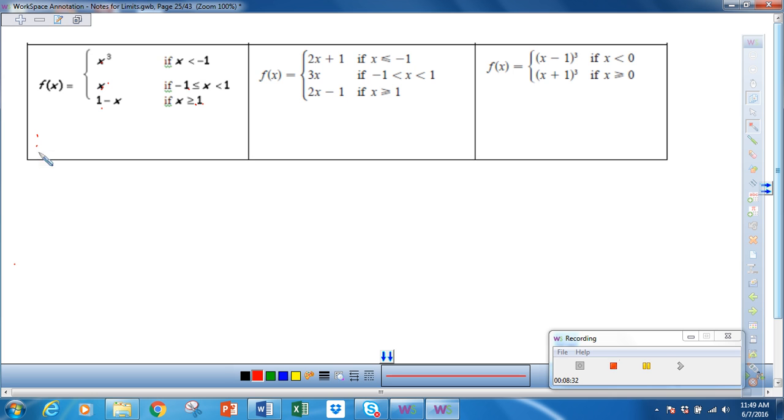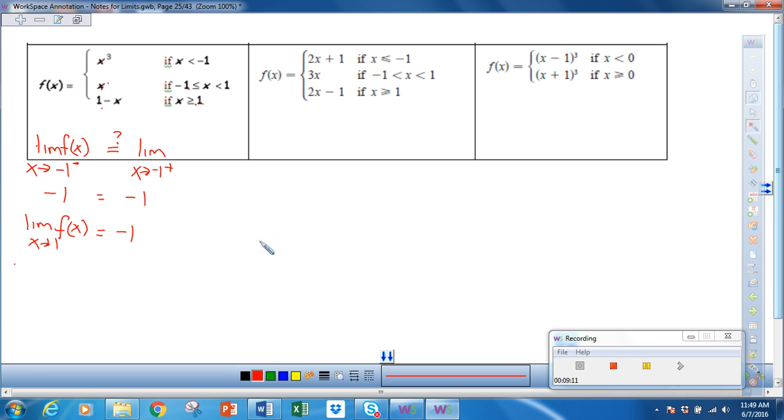So I have to find the limit of f of x as x approaches -1 from the left, and I need to see if that's equal to the limit as x approaches -1 from the right. So I'm just going to do a simple direct substitution. If I substitute in -1 for x cubed, I get -1. If I substitute -1 in for x, I get -1. Okay, so far we're cooking with grease. So the limit exists. So the limit of f of x as x approaches -1 is equal to -1.